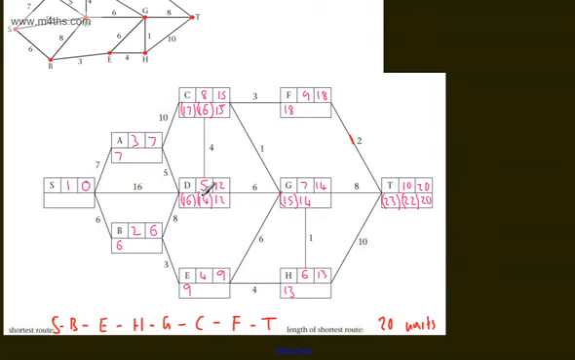Often in questions you'll be told that one of these routes or roads is closed and to work it out. And again, we'll look at that in a later video.